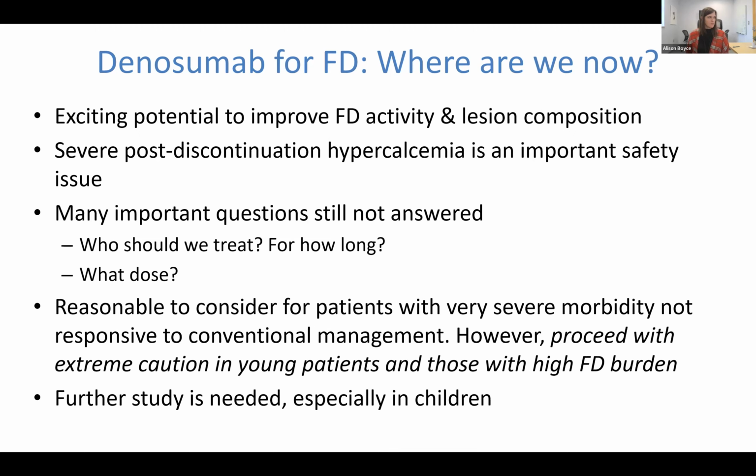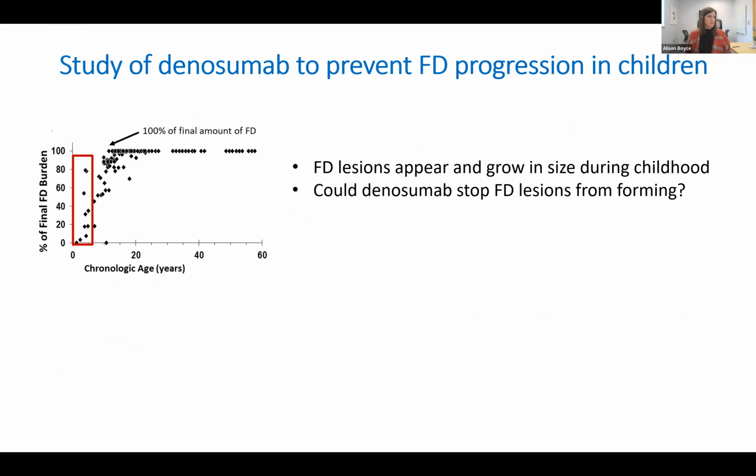So for right now, my thinking on this is that denosumab is a reasonable option to consider for patients who have FD and very severe morbidity or a lot of skeletal complications that aren't responding to more conventional treatment. However, we have to be particularly careful if patients are young and if patients have a lot of fibrous dysplasia. And further study is needed, particularly in children. And I just wanted to talk a little bit about denosumab use in children, because this, I think, is a very exciting potential use of denosumab.